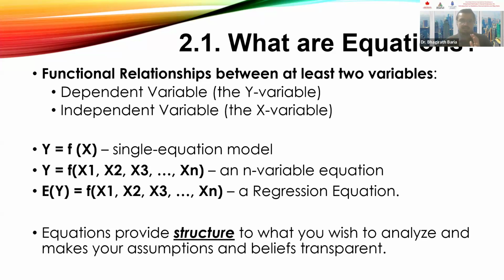Now, why is it important? It is written here in the third point. Equations provide a structure to what you wish to analyze, and they make your assumptions and beliefs very transparent. So you are very clear what is my Y, what are my X, how they should be related, what are my assumptions. You are very transparent and clear, and that is how scientific knowledge can be generated. If you have an equation and you are using it, but you are not revealing it, then others won't be able to test it, check it, confront it, or criticize it.